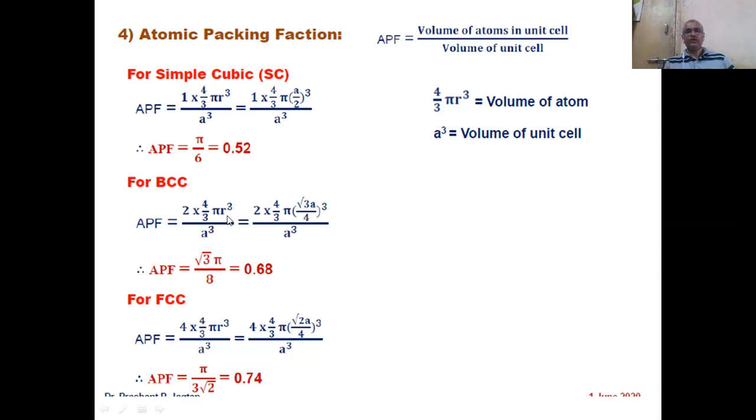Now putting the value of r as root 3 by 4 into a, you will get 2 into 4 by 3 pi, root 3 a upon 4 whole cube, divided by volume of the unit cell again. Now by simplifying these terms, 4 into 2 is 8 by 3 pi, root 3 into root 3 into root 3 is 3 root 3, upon 4 into 4 into 4. By simplifying all these terms, you will get root 3 pi by 8. Final answer is root 3 pi by 8.